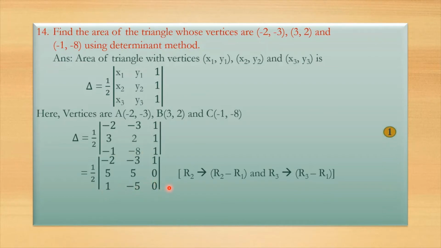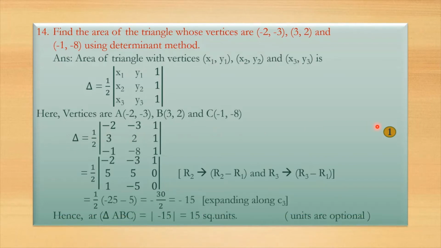Next, for this step we'll be getting 1 mark. And if we expand with the third column and keep on solving, we'll be getting minus 15. Since area will always be positive, we need to write it as 15 square units. Dear students, keep in mind here units are optional, not compulsory. If you didn't write square units also, you will be getting full marks. For this, you will be getting 1 mark.